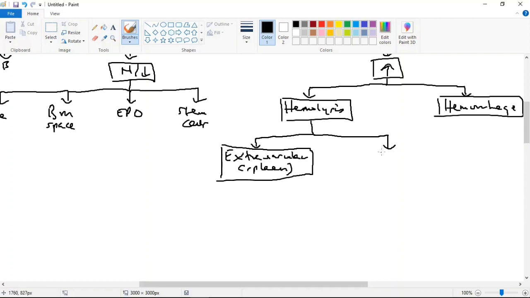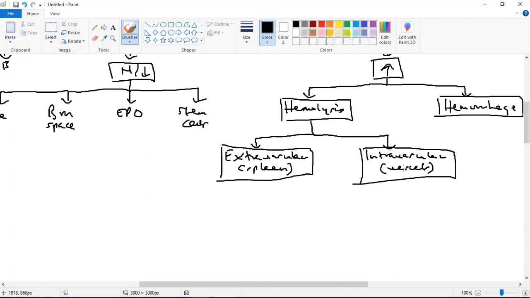But then we have hemolysis that primarily takes place in the vessels, intravascular hemolysis, in the vessels, or outside the spleen. Yeah. So you can further divide that.